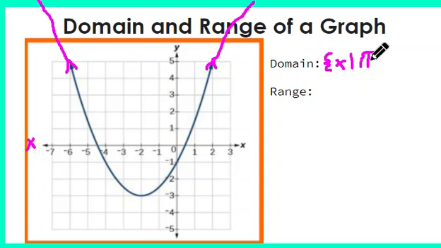Remember when we learned all real numbers and I said it looks kind of like an R, like a capital R? That capital R means all real numbers. Kind of like an R with an extra line in it. That means my x value, or my domain, can be any x value.